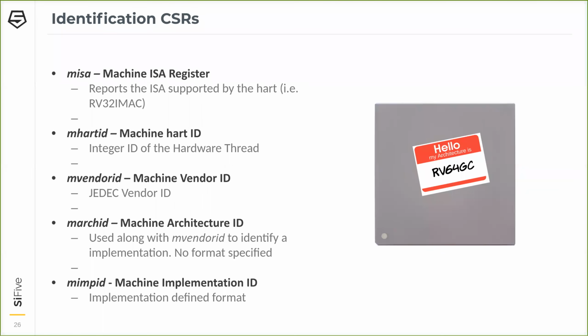There are a number of identification CSRs, the first being the machine ISA, where you encode the ISA string that we talked about earlier in the register, so that software can interrogate this register and understand the exact implementation that it's running on. There's also a machine hart ID, where hart stands for hardware thread. You can think of this as equivalent to a core. So this would tell you the hart ID number that particular software is running on. And then there are additional vendor and machine IDs that can further define the exact implementation of the design.